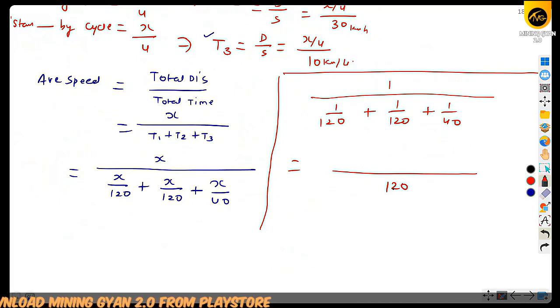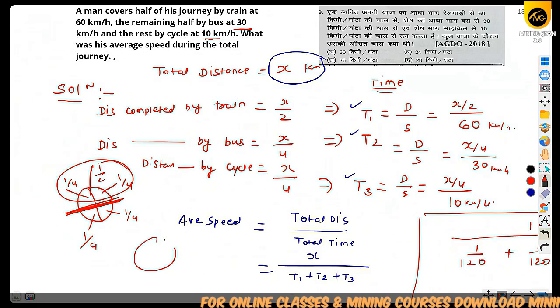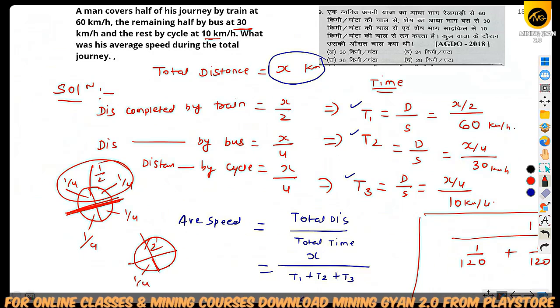Why we cannot write 1 divided by 8 for the cycle? Okay. The question says, a man covers half of his journey by train. Half of his journey means the total circle divided into four equal parts, 1/4, 1/4, 1/4, 1/4. Half means it will be half. So the remaining portion is the half, that is 1 divided by 4 and 1 divided by 4. The second portion is the remaining half by bus.